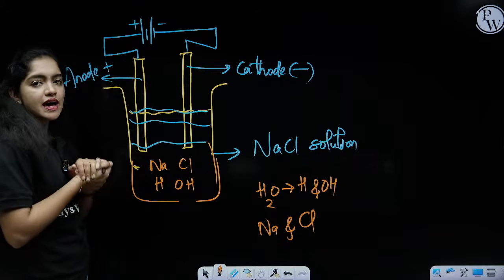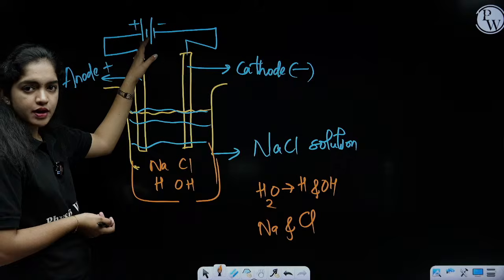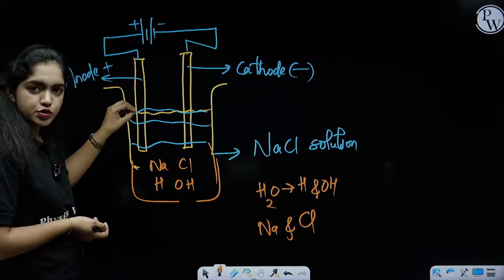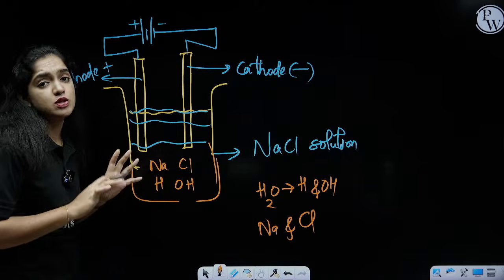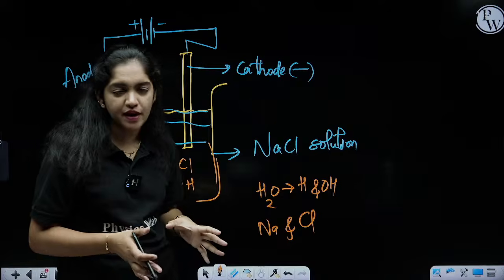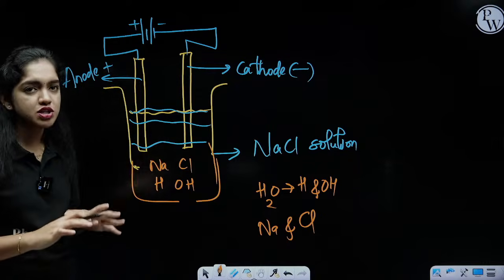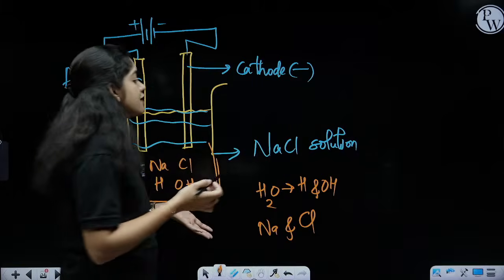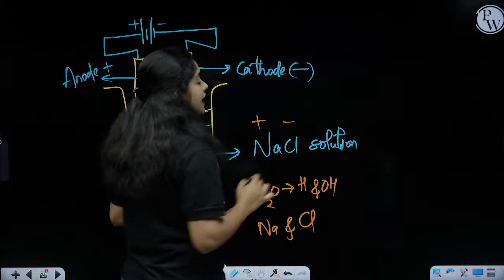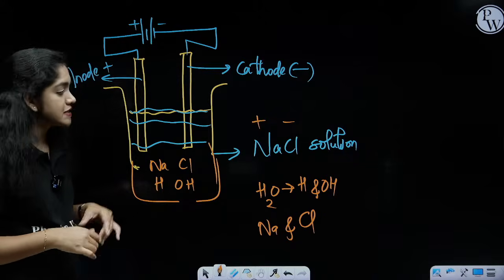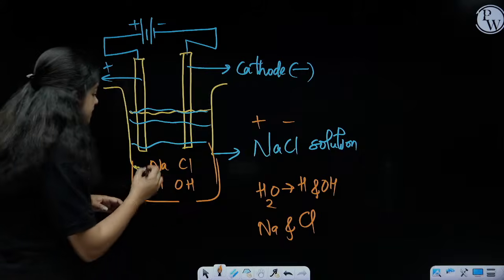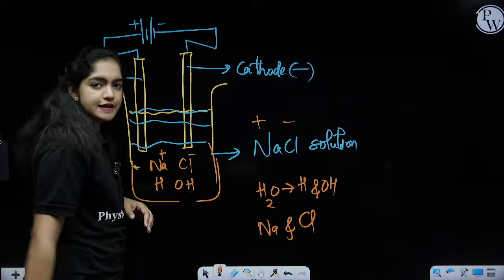Now, when the current passes, electricity is passing from here, right? When the current flows through the solution, what will happen? It undergoes dissociation. Complete dissociation will happen. So how will the dissociation happen? NaCl will be dissociated into plus and minus, Na cations and Cl anions: Na plus and Cl minus.